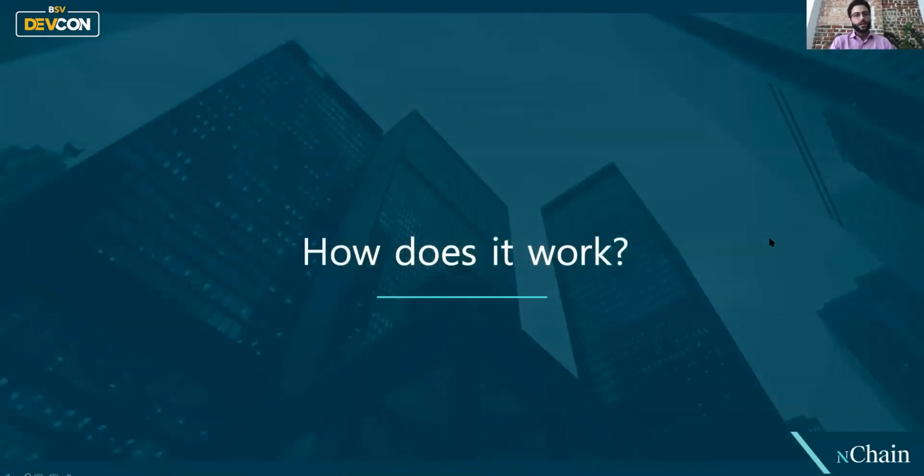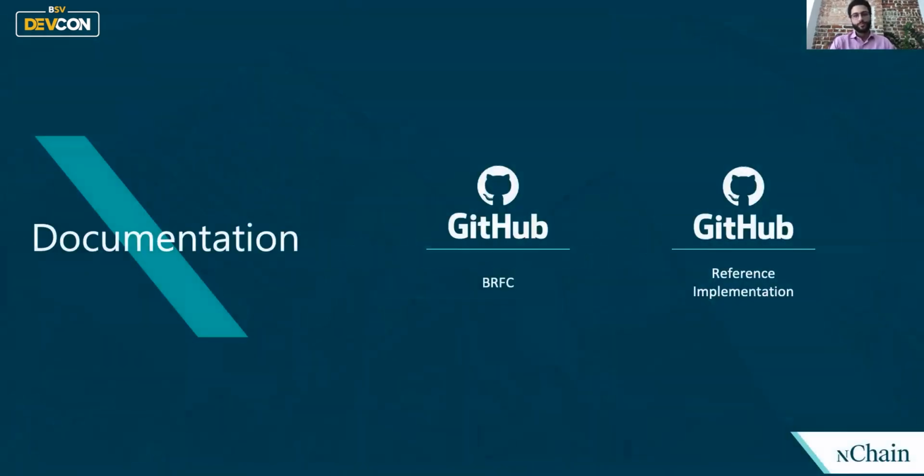So how does Mappy work? In April, we released a public beta on Bitcoin SV's GitHub. We released a BRFC, which is basically a Bitcoin Request for Comments, and a reference implementation in Golang. You can head over there and take a look at the BRFC specification and the reference implementation. We'd love to get some feedback.